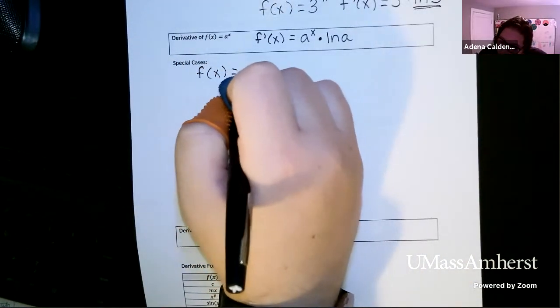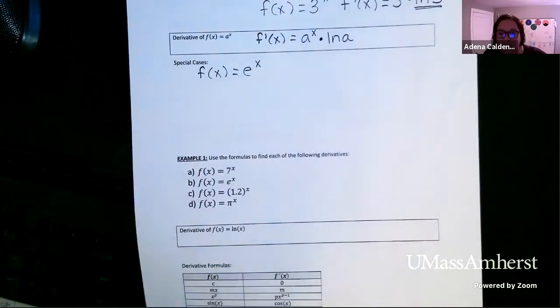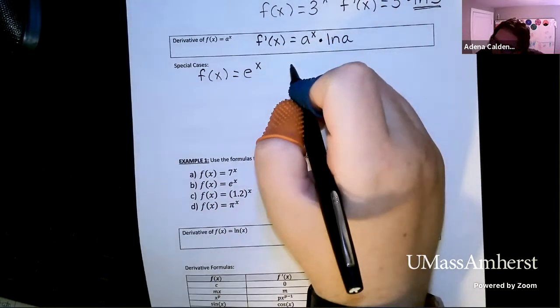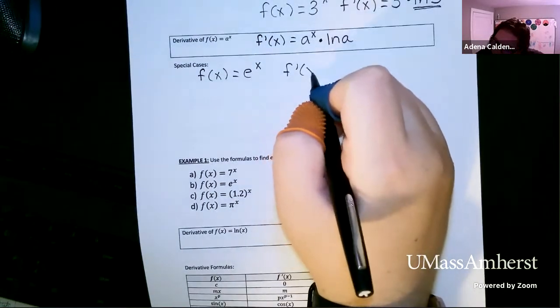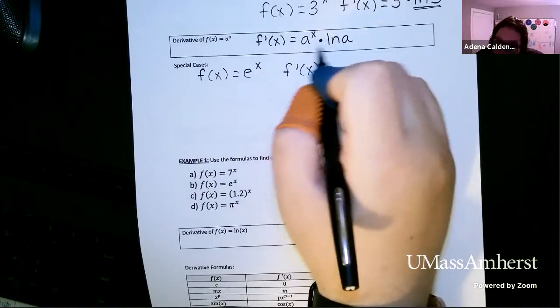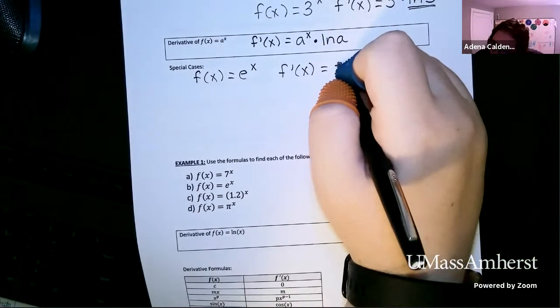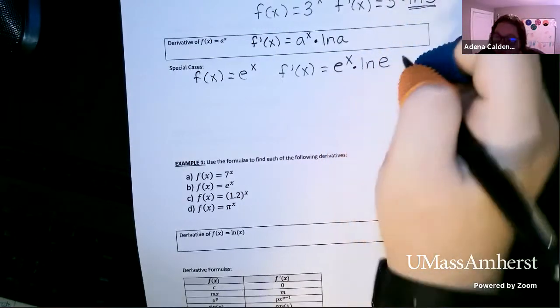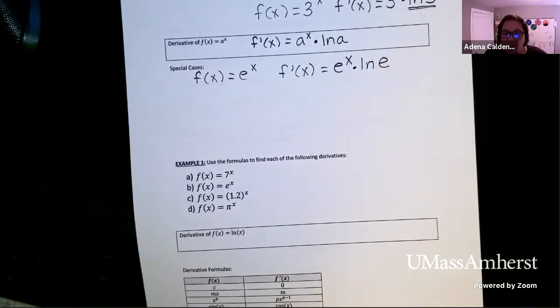So let's consider the case of e to the x. e to the x is an exponential function where e is the base, e is a number, approximately 2.71. And so if we were to apply this exponential formula, we would get e to the x times the natural log of the base. So we can absolutely do that. We apply the formula just as it is.